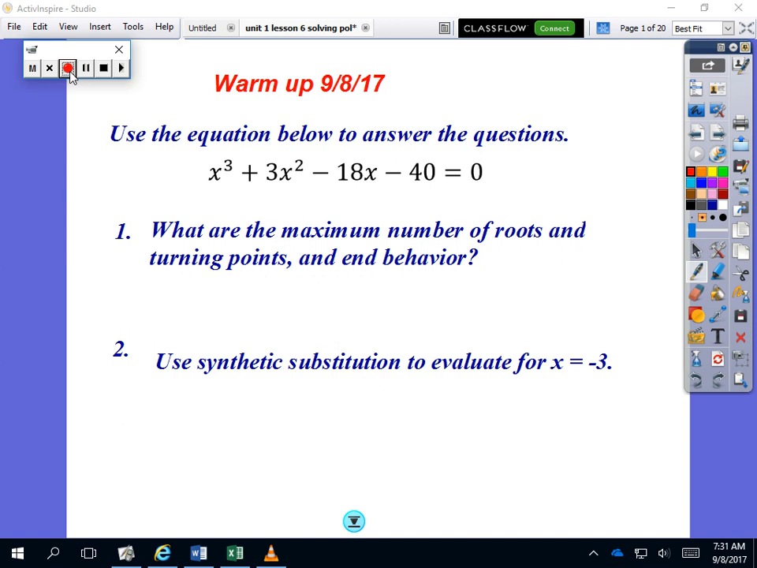Today's warm-up is going to just be a review of the things we did over the last few days, starting with last Friday: the maximum number of roots, turning points, and end behavior. So in this polynomial, we have a degree of 3. So we're going to use that first term. Let's just circle that whole term. The first term determines the roots, turning points, and end behavior.